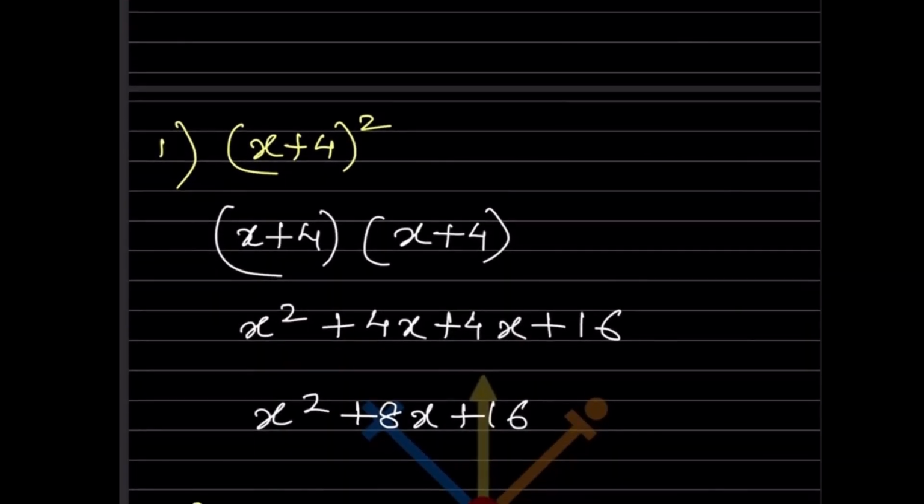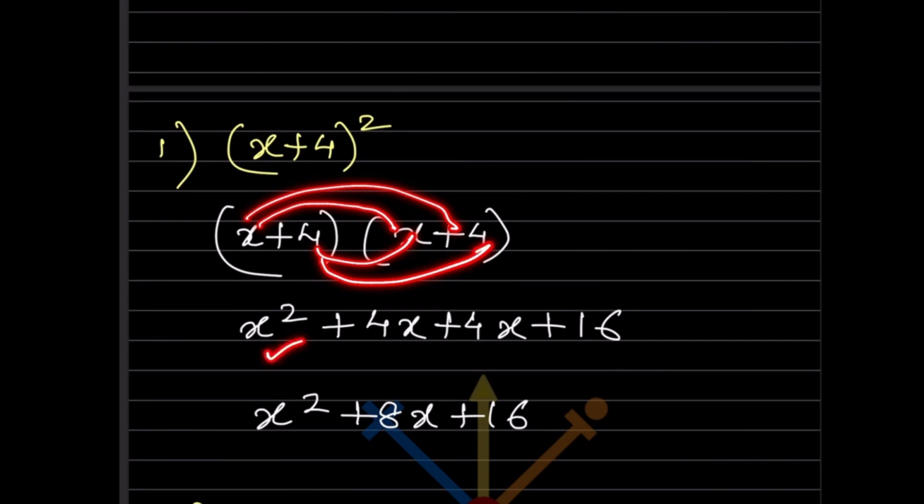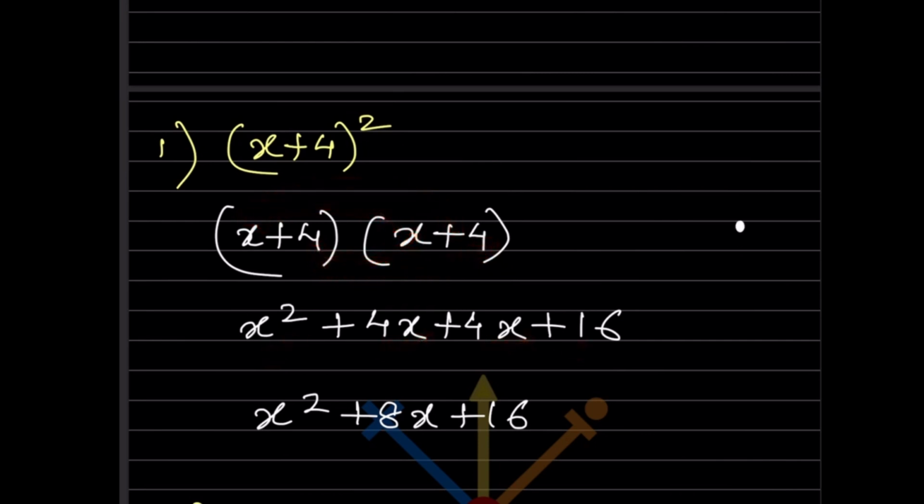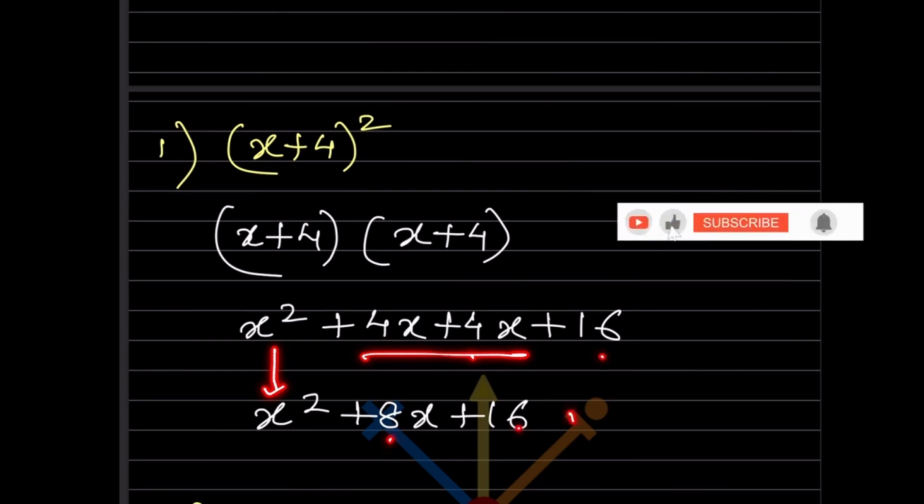Now you can see here x plus 4 whole bracket square. This you can also write as x plus 4 into x plus 4, or it is in the form of a plus b whole bracket square. That will be a plus b whole bracket square means a square plus 2ab plus b square. You can do it that way, or you can write it twice and then expand it. So this is going to be x square plus 8x plus 16.